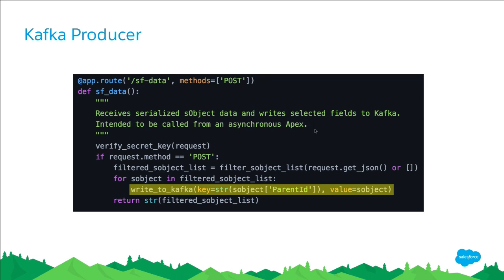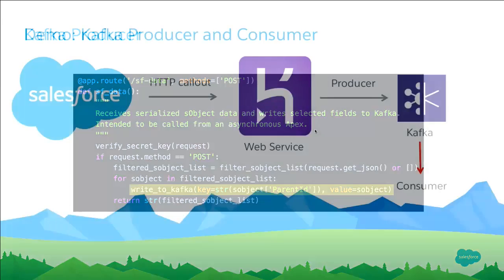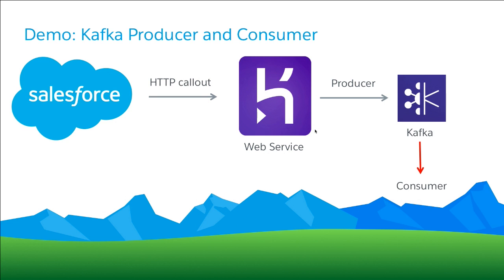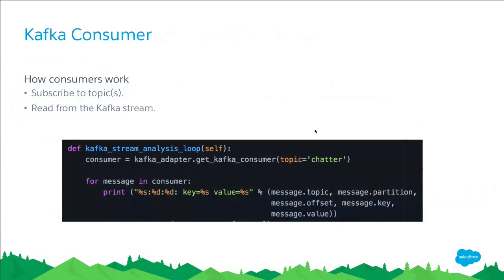What this code does is it takes the serialized SObject data that's being passed in by the trigger, and it's filtering it down to only the fields that we care about, and then it's writing that data into Kafka. I've got all this in GitHub, and I'll have the links to that afterwards. It's very simple, but I have removed some of the details from here. So that's my producer. It writes into Kafka.